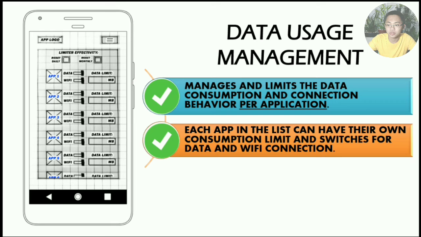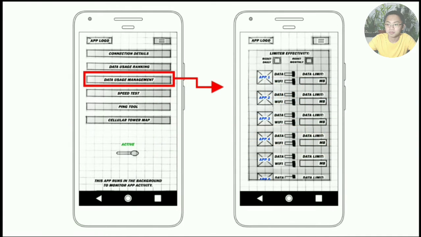Next is data usage management. This manages and limits the data consumption and connection behavior per application. Each app in the list can have its own consumption limit and switches for both data and Wi-Fi connection. This slide shows what the feature would look like.